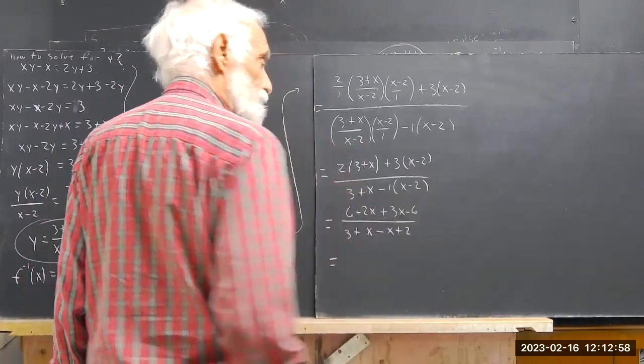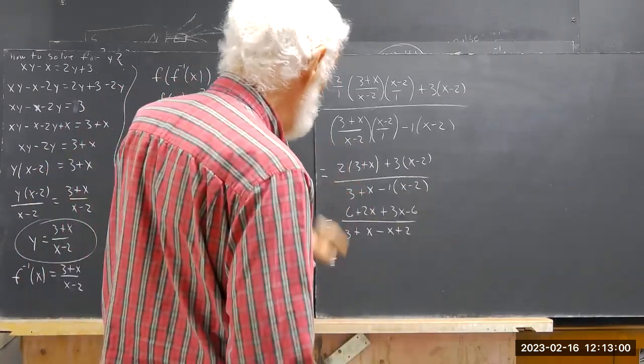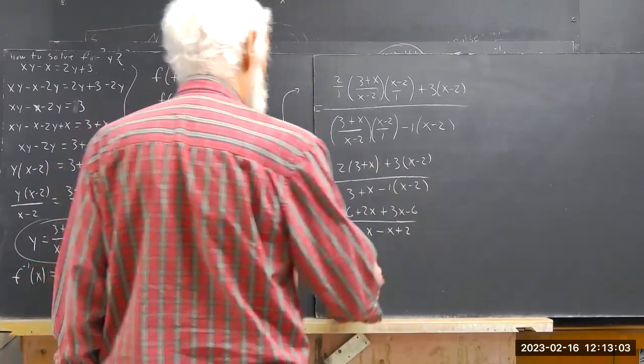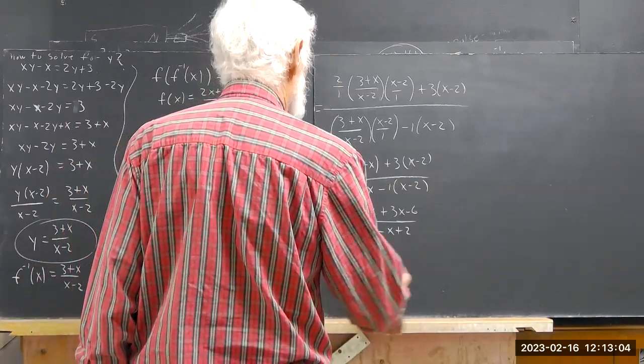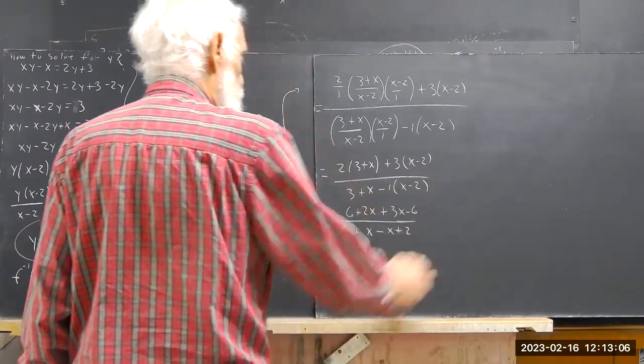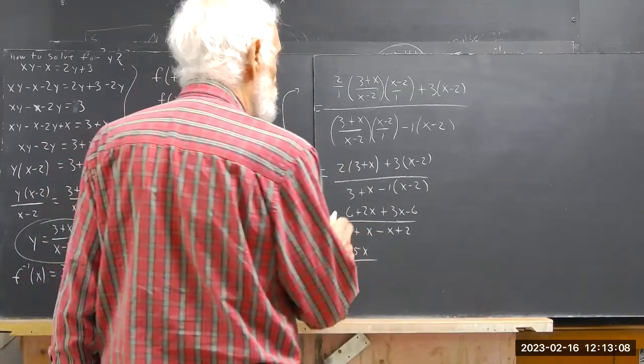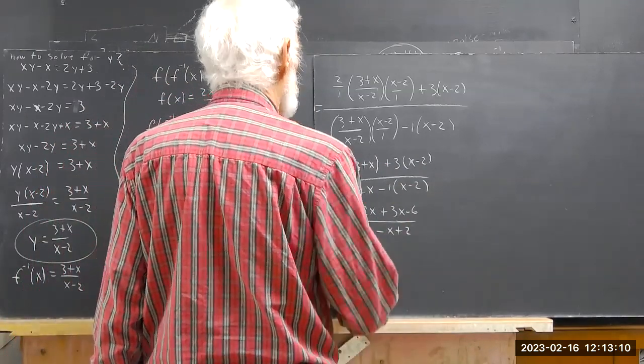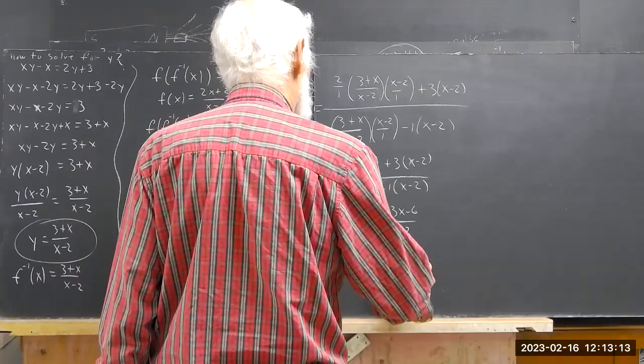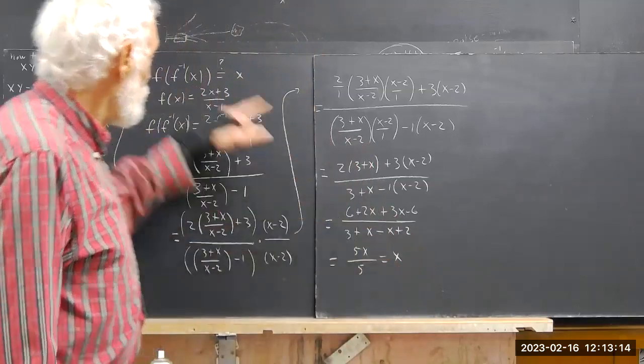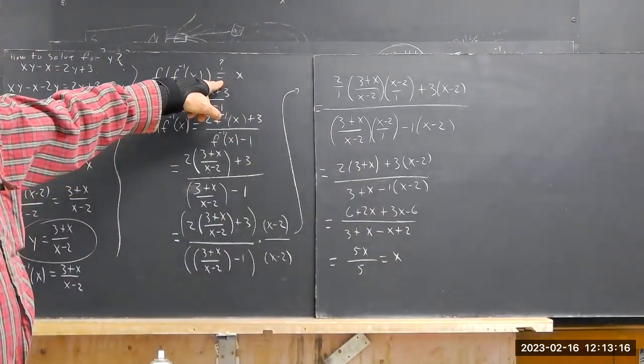Now the 6 and minus 6 add up to 0. So I just get 2x plus 3x. That's 5x. And down here in the denominator, x minus x is 0. I end up with 3 plus 2, that's 5. 5x over 5 is equal to x. And that's what we wanted to show. So it was easy.